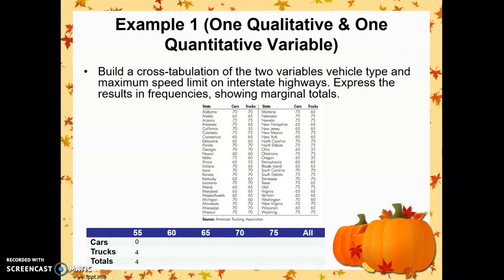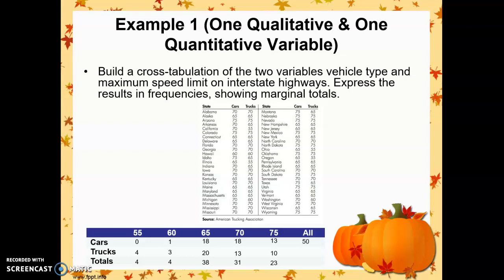So we can do the same thing with 60 miles per hour. If you go through your cars, you see that there's 1 state that had a maximum speed limit of 60 and 3 that had a maximum speed limit of 60 for trucks. So a total of 4 for 60 miles per hour. And continue to do so for 65, for 70, and for 75.